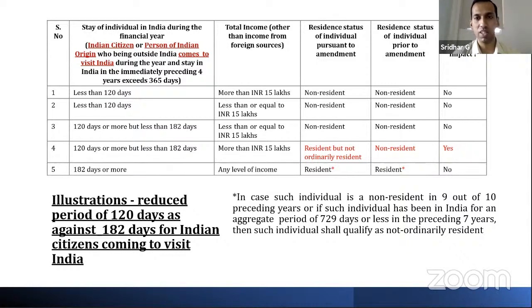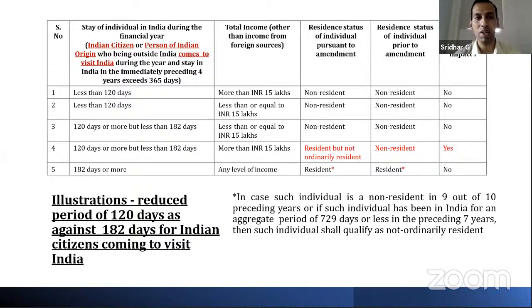This was very helpful, Siddharth. So now I could clearly understand that if my stay in India is more than 120 days but less than 182 days, I still need to be worried, provided my income is more than 15 lakhs. So the amendment which has been brought in place is making me go from a non-resident to a not ordinary resident. So I think this was very helpful.